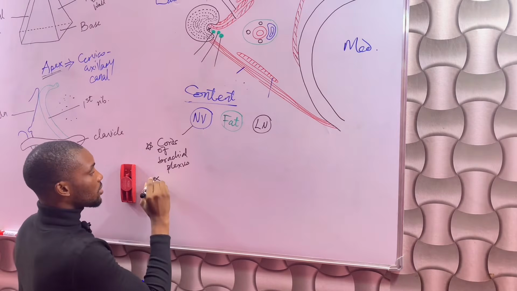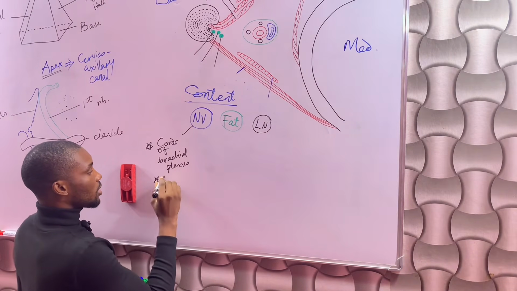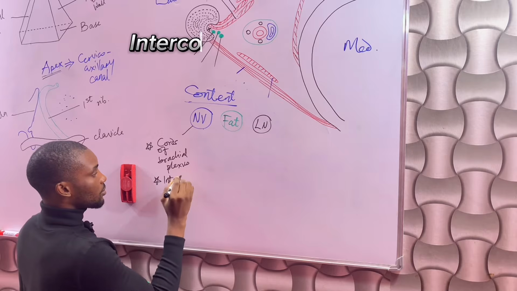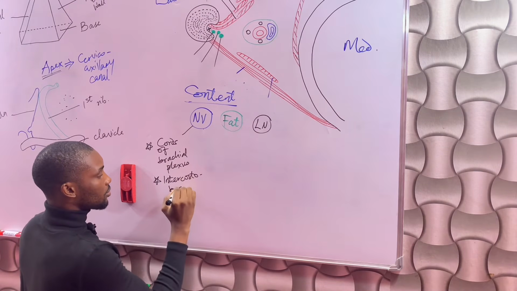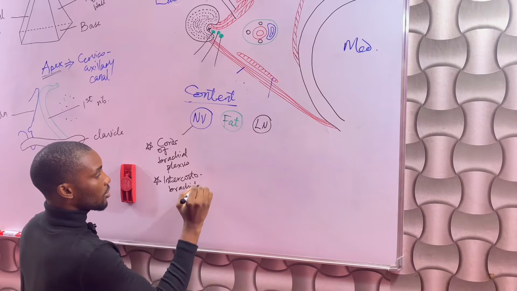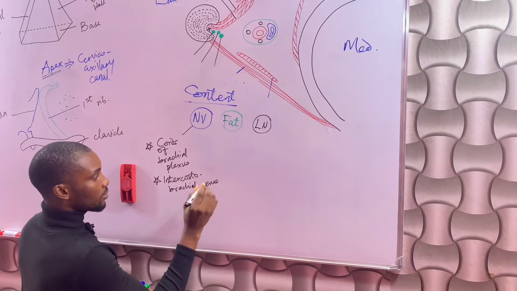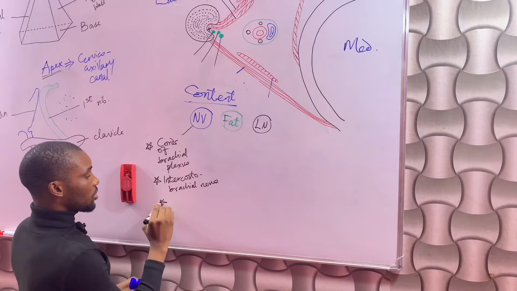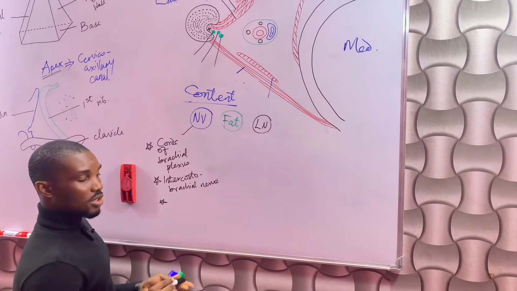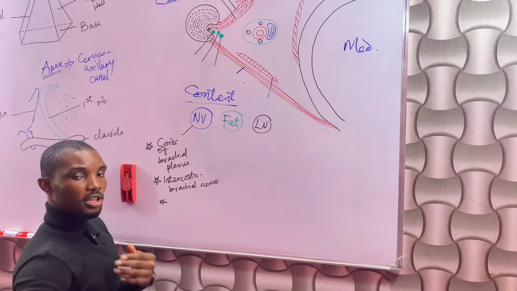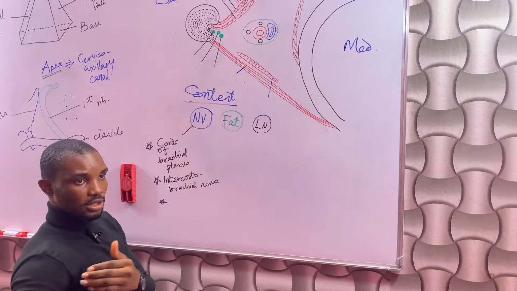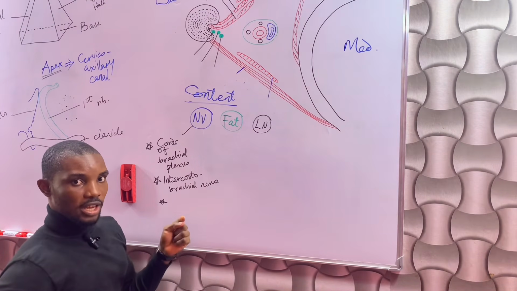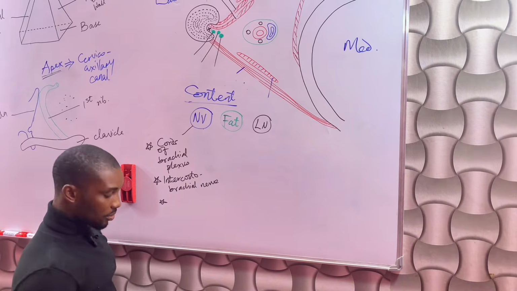Another one we'll talk about is the intercostobrachial nerve. The intercostobrachial nerve runs between the thoracic region and the upper limb. So it runs through the axilla in a horizontal fashion.